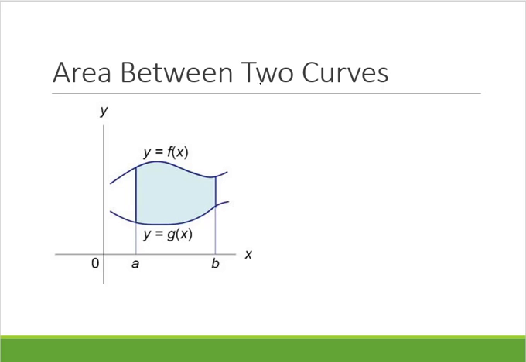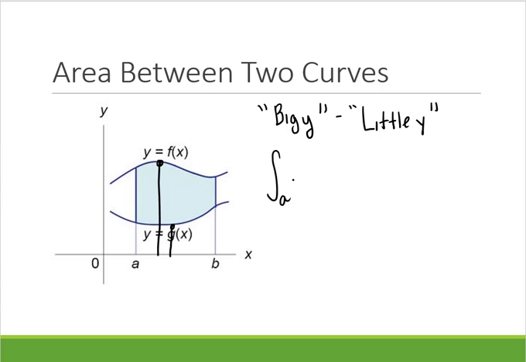If you remember the concept of big Y minus little y, you can't go wrong. You take the function that has the larger y values and you subtract from it the function with the smaller y values. And that's going to get you the area in between. So the area here would be the integral from a to b of the big Y minus the little y, all in parentheses, dx.